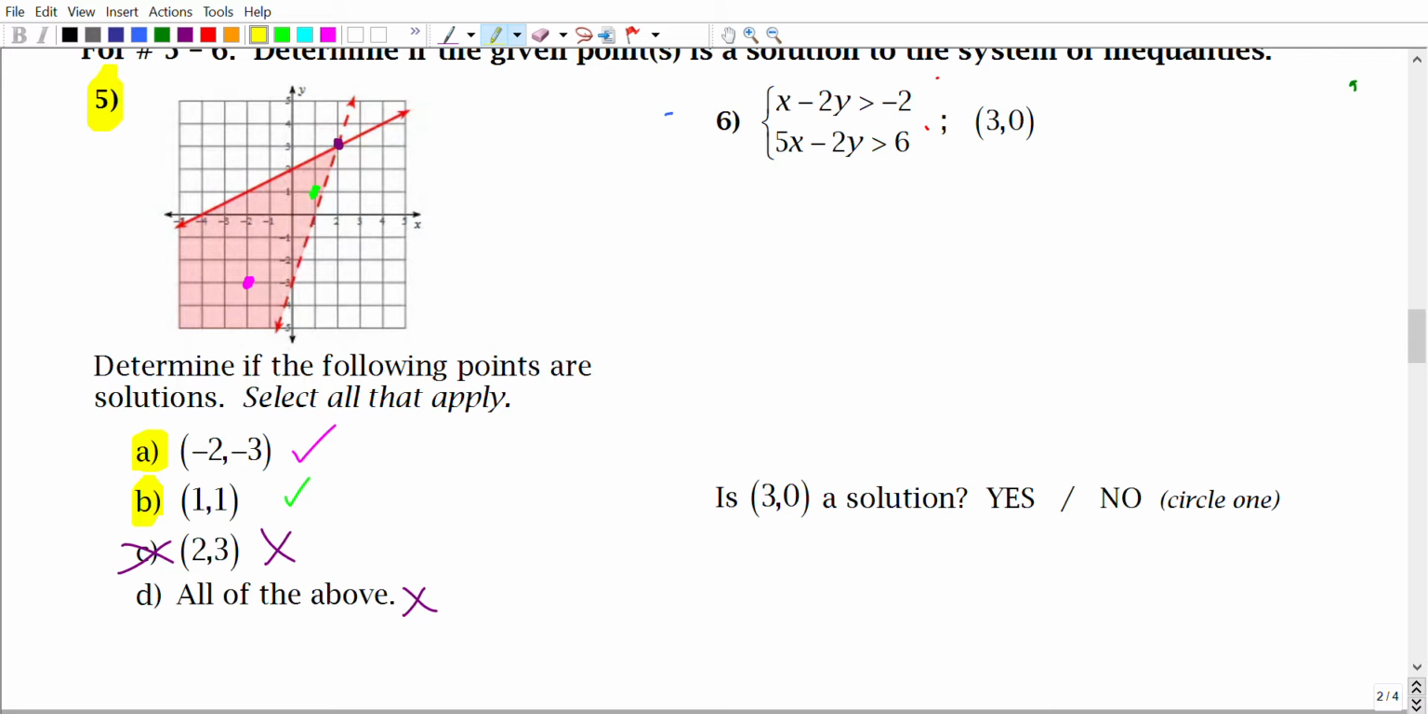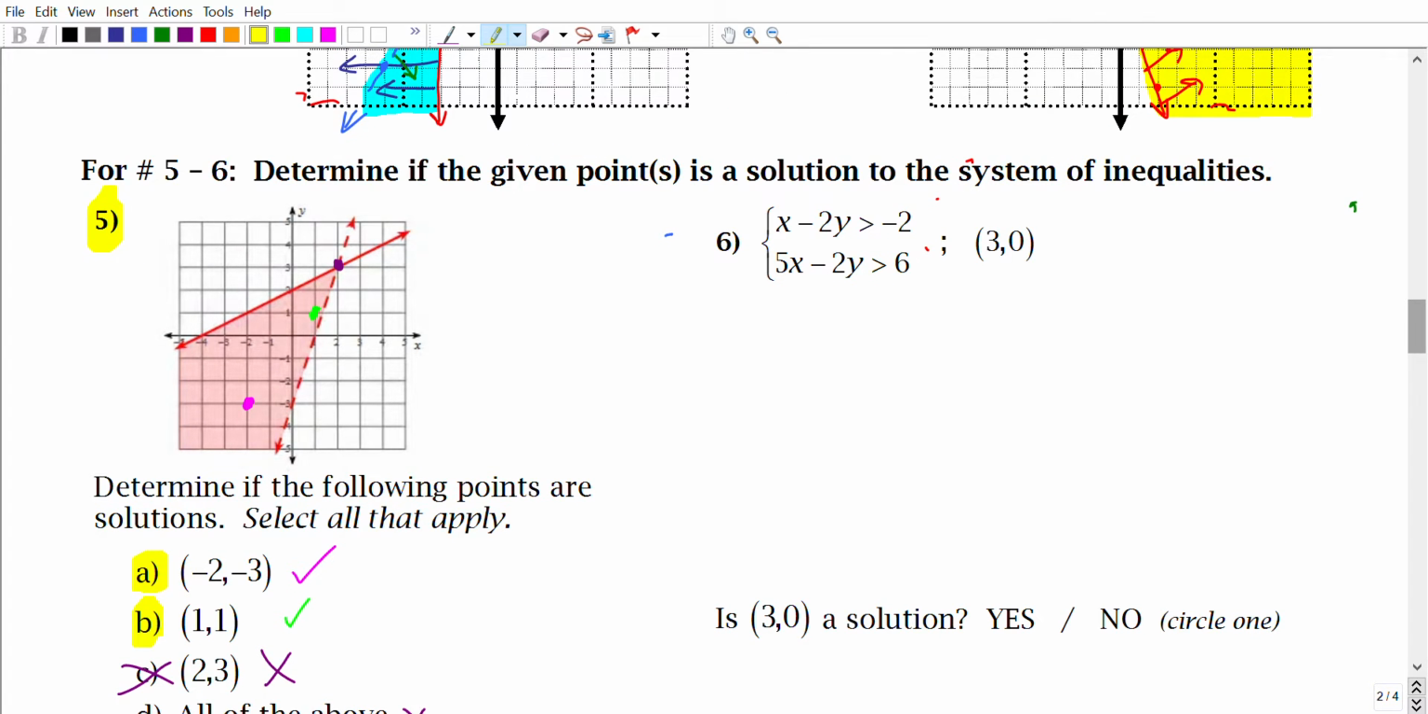Now, this is what I was talking about earlier, guys. So let's say you are given a point, okay? And you want to figure out if it's a solution. Well, it's going to take forever to actually go ahead and graph that entire system of inequalities on number 6, right? So what we can do in fact here is actually substitute those values into the inequalities. Remember, this is an ordered pair. That's your x and that's your y. So x is 3, y is 0. So what you can do is substitute these values into both this inequality and this inequality.